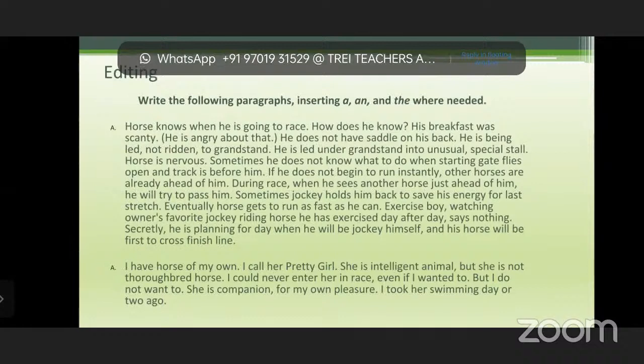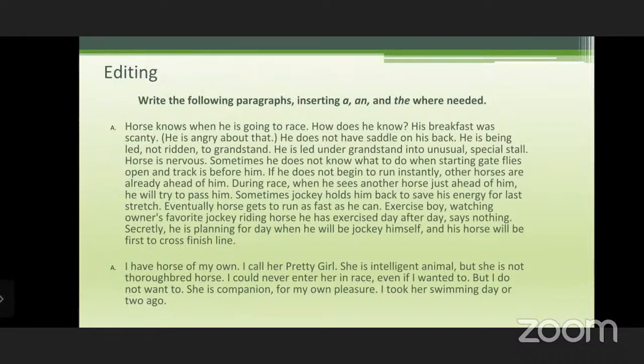So in your textbooks, on page number 56, two paragraphs are given under the editing. So you need to read these two paragraphs and you need to insert a, an and the, the articles, wherever needed. So dear children, you have to read very carefully to know where you have to use the articles. So we'll see one by one.